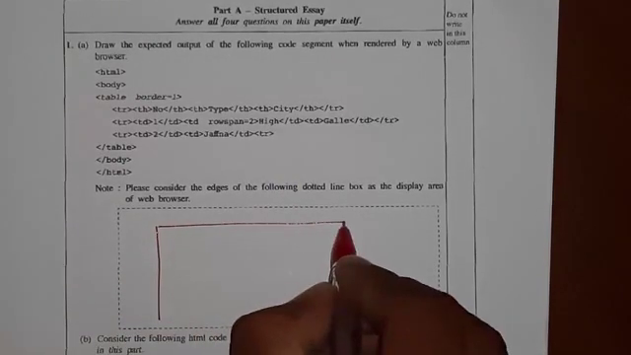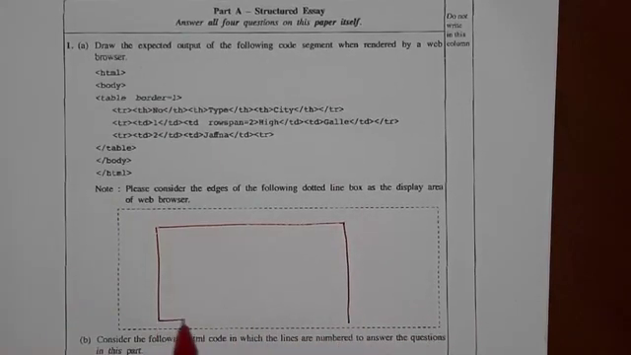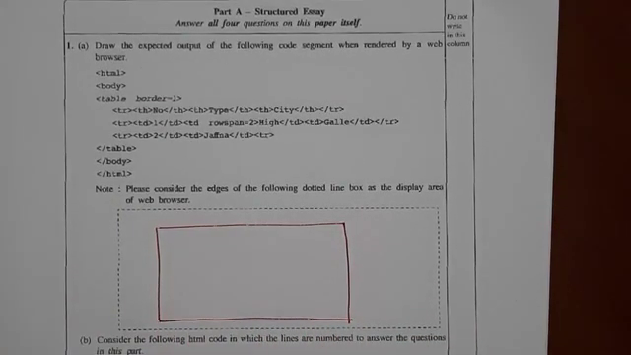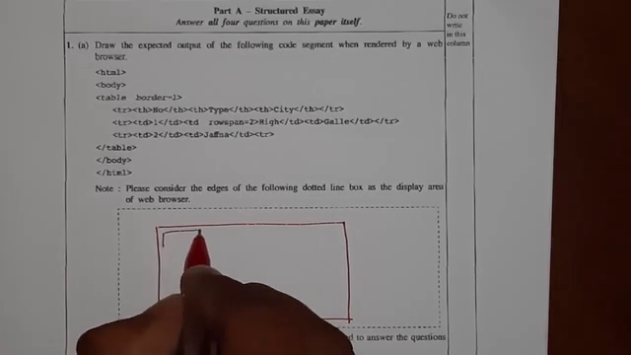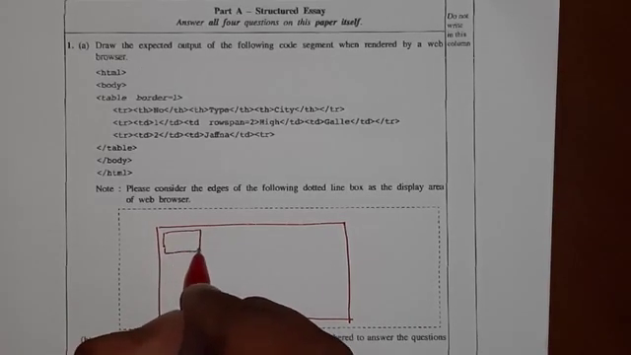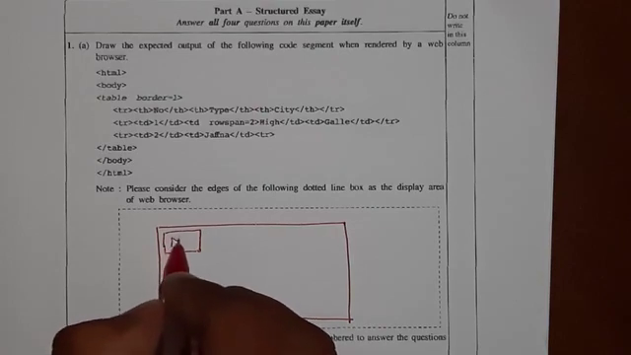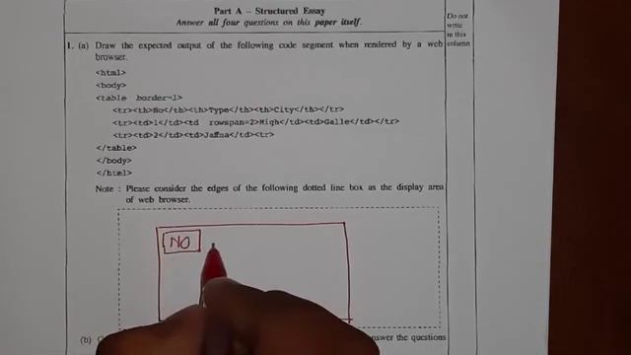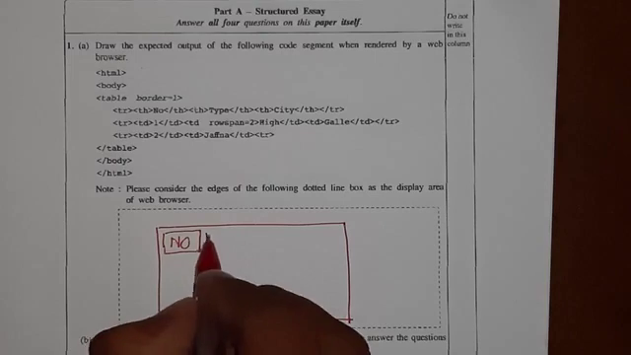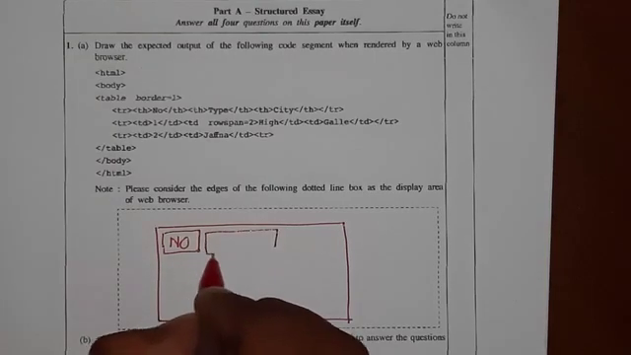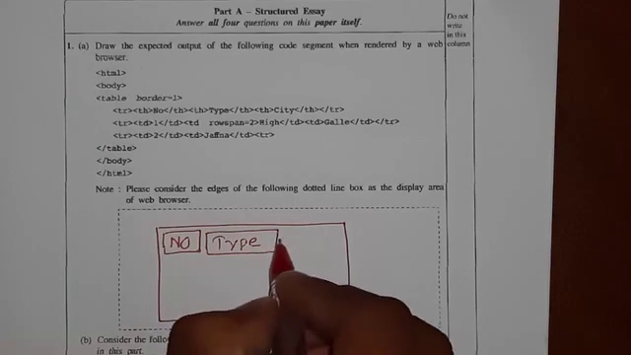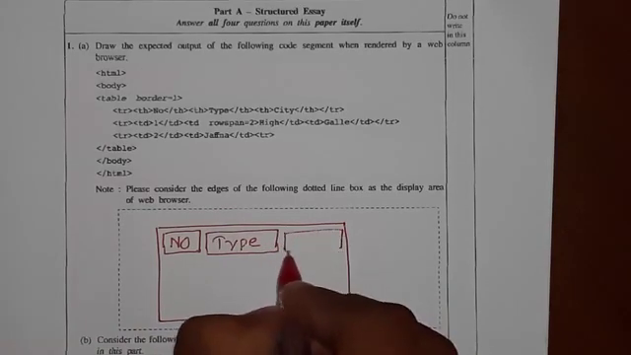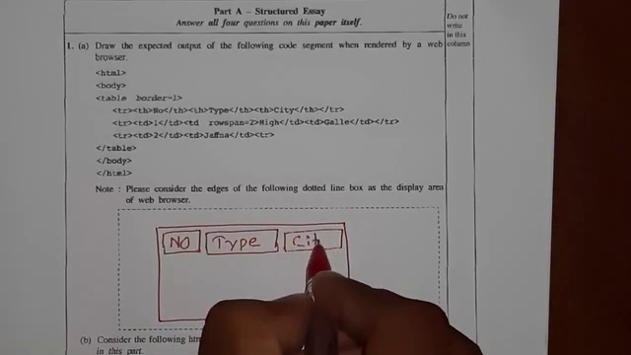So you can draw it in this manner. Just a table border like this. Then inside the table, there are cell borders, the number, the type, and the city, the first row, the labels.